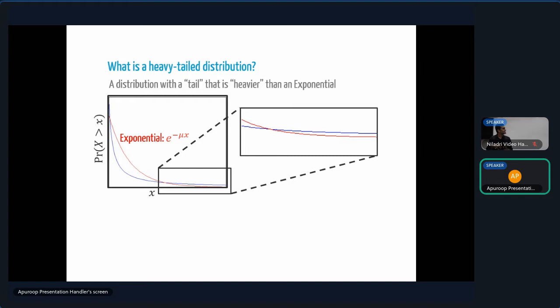So let's look at the first example. Perhaps the most celebrated example is called the Pareto. Right? This is something that many of you have perhaps encountered. So again, X is Pareto if F bar.